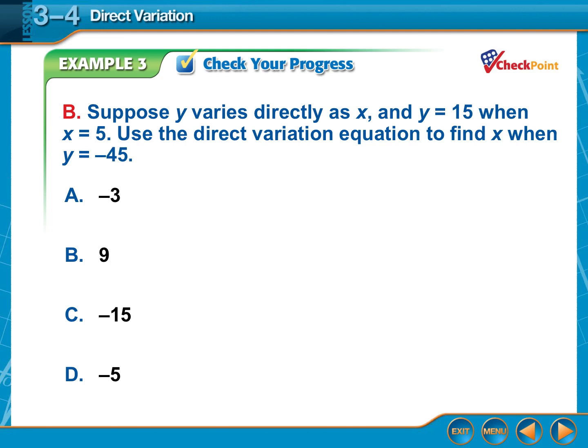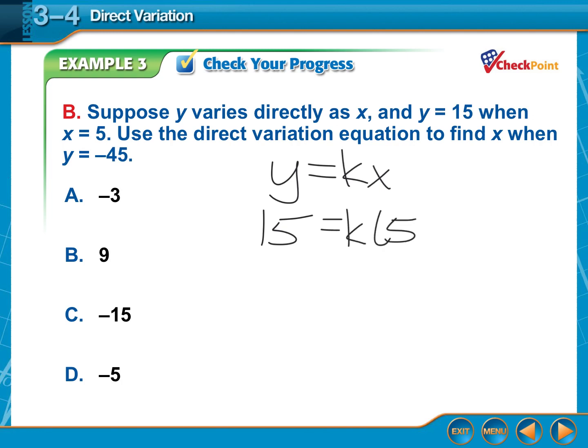So you want to find k on this one. You don't have to write it back. Just find k. All right, we have y equals kx. How do we set this one up? Plug in the y and the x. So we have 15 equals k times 5. So what do we get for k? 3. K equals 3. Okay, now it wants us to find the x when y is -45.